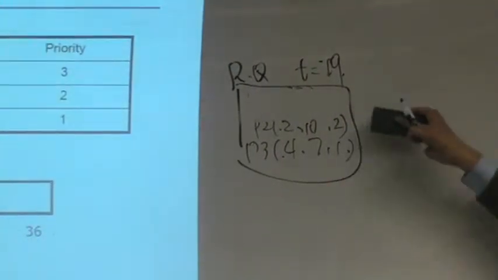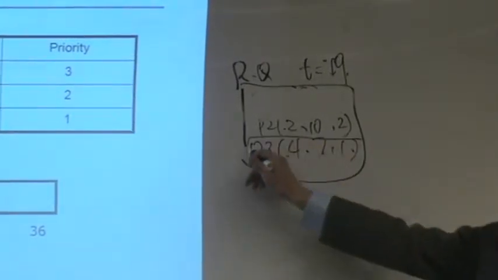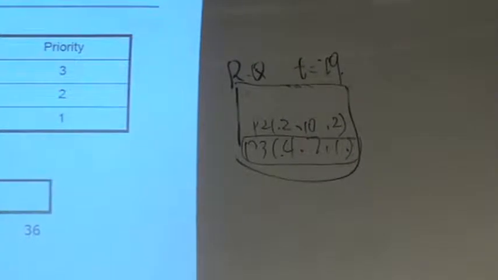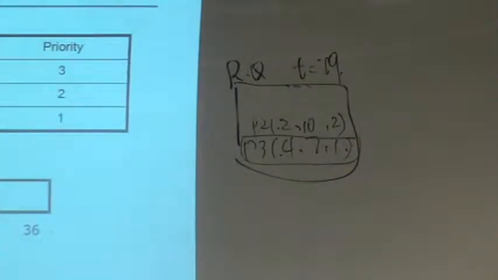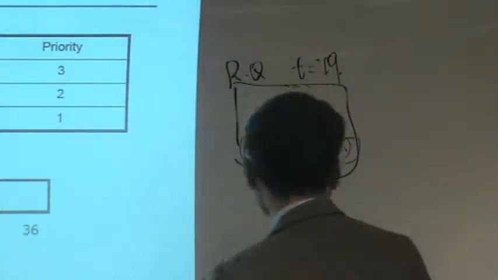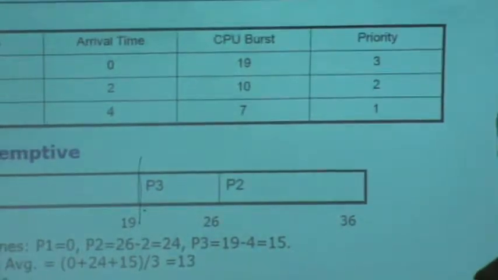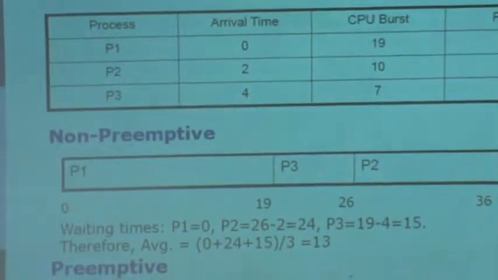So among P2 and P3 from the ready queue, which one will be selected? P3, because it has higher priority than the other processes. Okay, then P3 is selected and will be terminated at time slot 7, so it's 26. This is the only one. Then P2. What about the non-preemptive case?